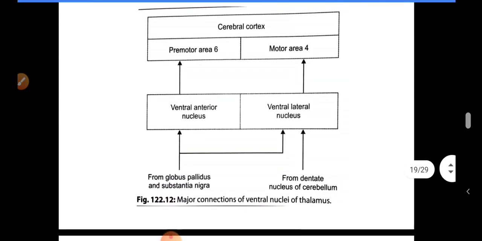This diagram is showing the ventral nucleus. So the ventral nucleus is divided into the ventral anterior nucleus and the ventral lateral nucleus. From the globus pallidus and substantia nigra, which are part of the basal ganglia, fibers will go to the ventral anterior nucleus and efferents will go to the premotor area. For the ventral lateral nucleus, the afferents will come from the dentate nucleus and efferents will go to motor area 4.